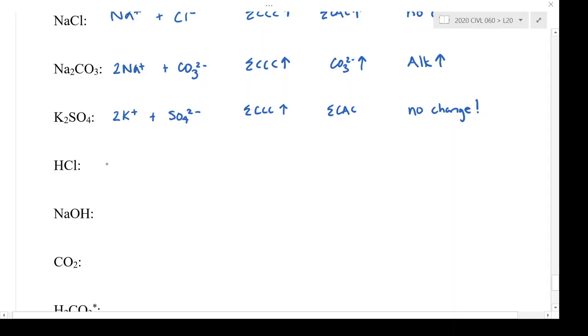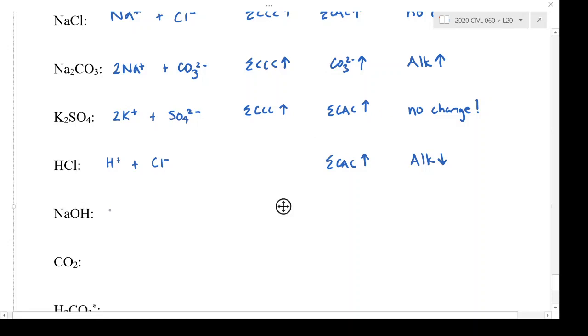Next, I'm going to consider hydrochloric acid, which donates a proton and also a chloride ion. Now here, the CAC is going to go up. But there's no corresponding increase in CCCs because the hydrogen ion is not a conservative ion. Hydrogen ion is also in the alkalinity expression, but with a negative sign, so that will have a negative impact on alkalinity. So alkalinity will go down, both because the CACs went up, and that has a negative charge on it, but also the hydrogen ion went up, and that's negative in the alkalinity expression.